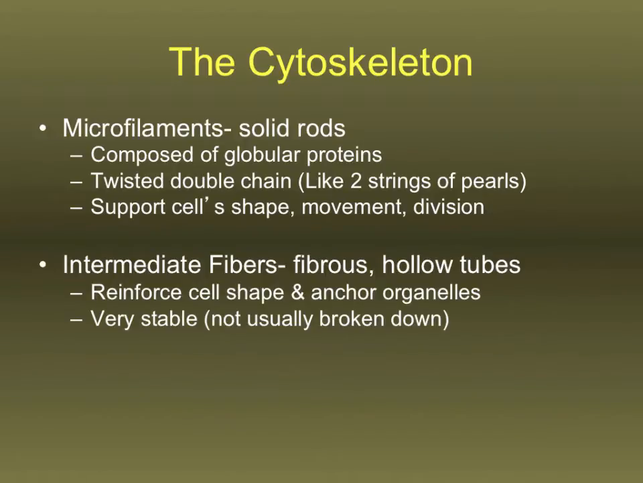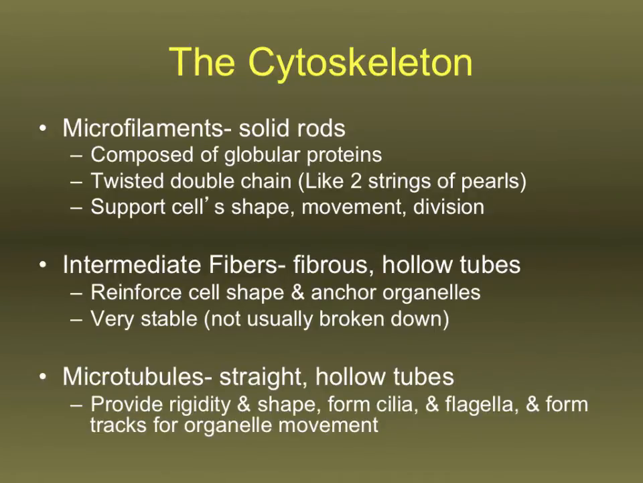There are also intermediate fibers, which are medium-sized, oddly enough. They are hollow tubes, also made out of proteins. They also help to support the shape of the cell, as do all the parts of the cytoskeleton. But they're also involved in keeping organelles anchored in place, like those ratchet straps I mentioned a second ago. These are the most permanent parts of the cytoskeleton. They typically do not get broken down and rebuilt like the microtubules and microfilaments.